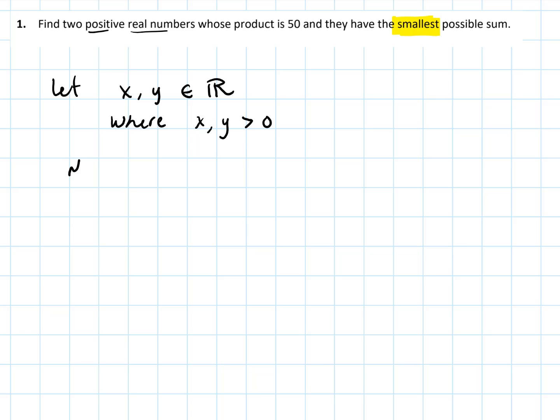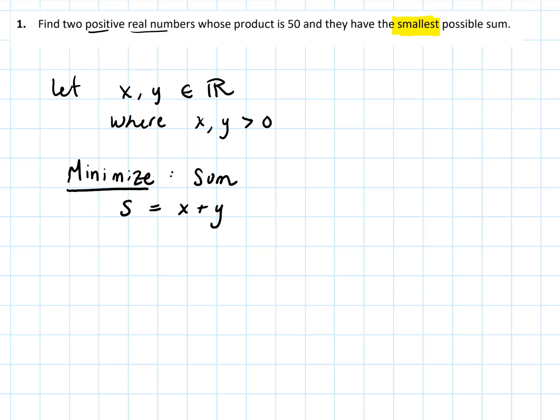So I'm going to go ahead and start off with the optimal equation. The equation that I want to optimize is, we're trying to minimize, so I'm actually going to even write that, a sum. A sum of what? Well, a sum of these two. So I'm just going to call it S. S equals x plus y. We're trying to minimize S, the sum.